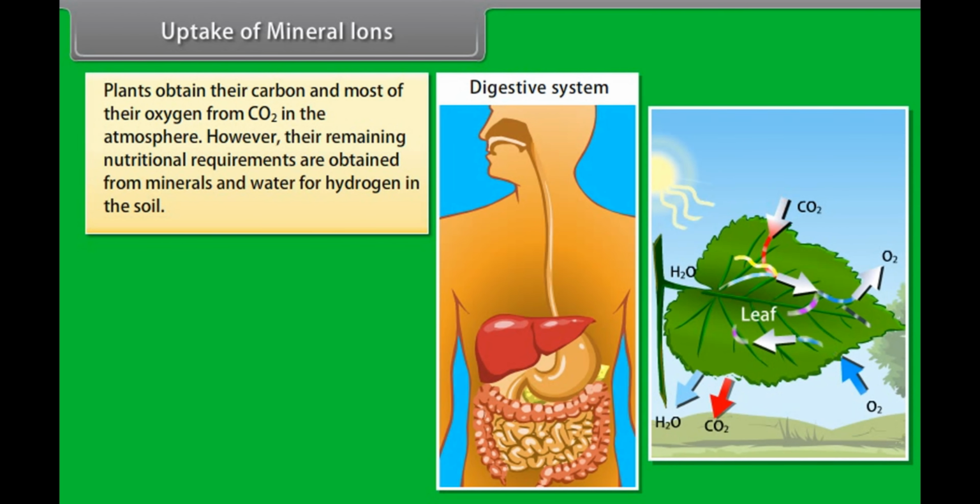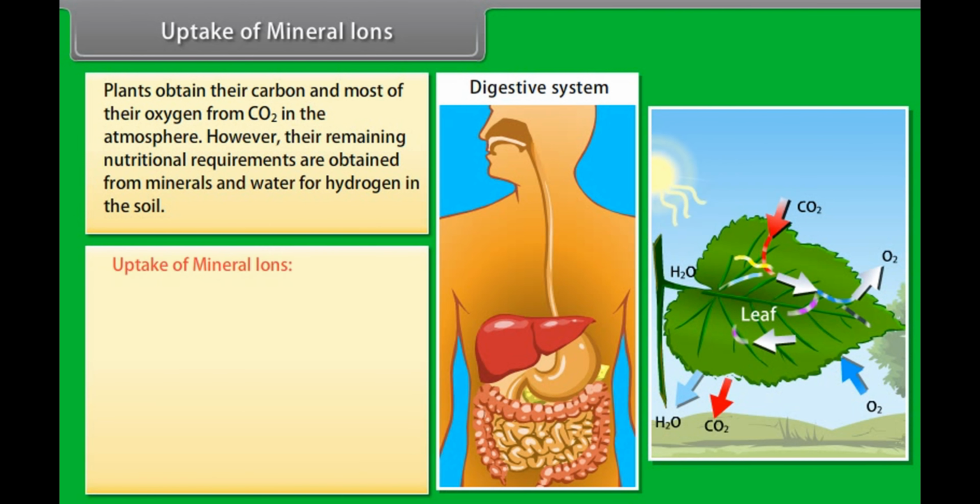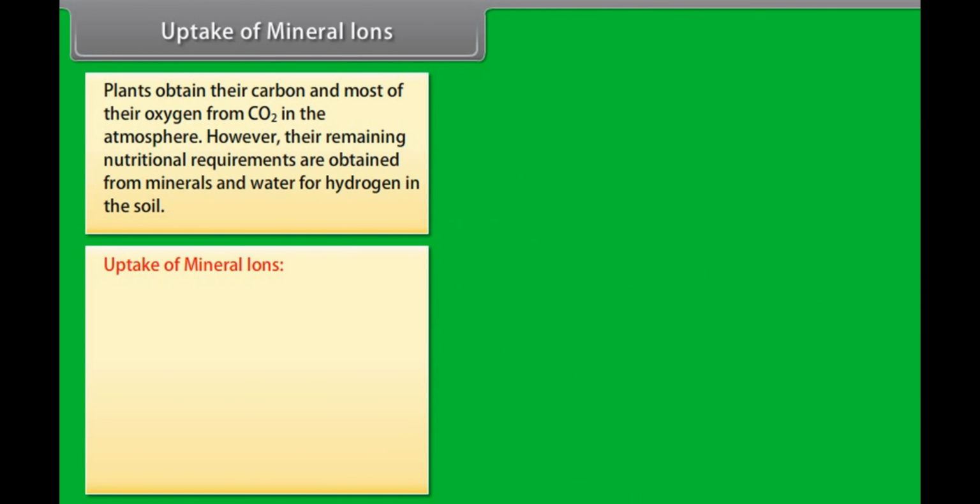Uptake of mineral ions. Friends, as we all know, plants do not have teeth and digestive organs like us. They obtain their carbon and most of their oxygen from CO2 in the atmosphere. However, their remaining nutritional requirements are obtained from minerals and water for hydrogen in the soil. Let us first know how they uptake mineral ions.